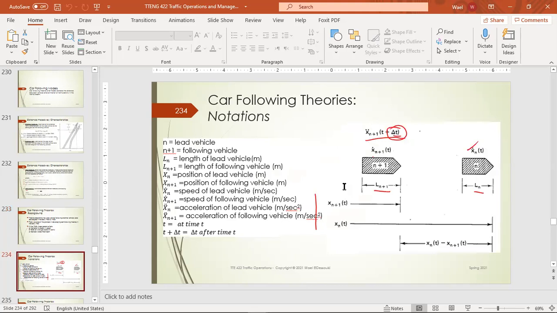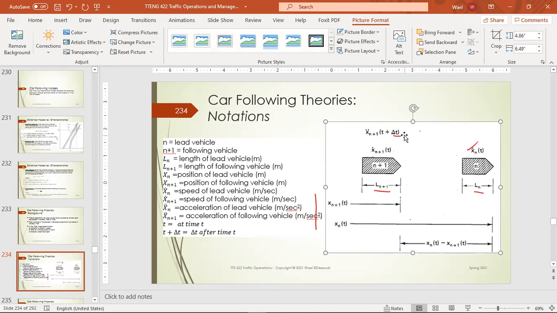First of all, before we start, we agreed on a notation that the lead vehicle will have the number n, or the notation n, and the following vehicle will have the notation of n plus 1. The speed of the lead vehicle is basically x dot of n t, and the speed of the following vehicles is x n plus 1 dot, and so on. So this slide gives you a summary for the different notations that we will be using throughout this module.